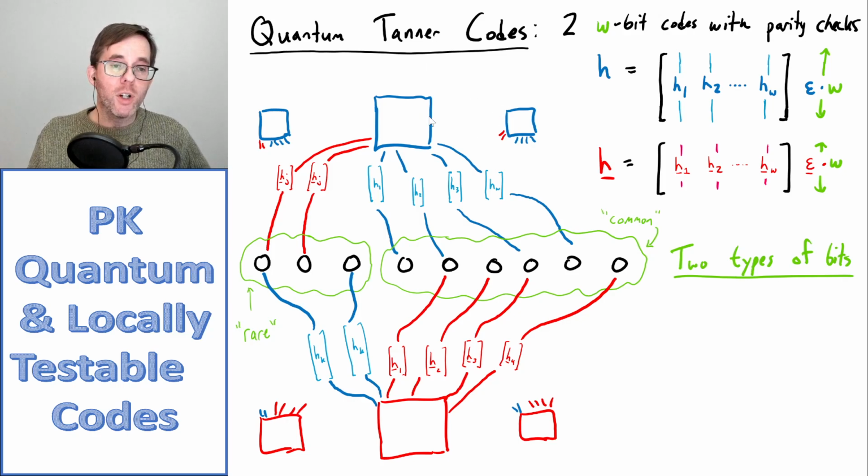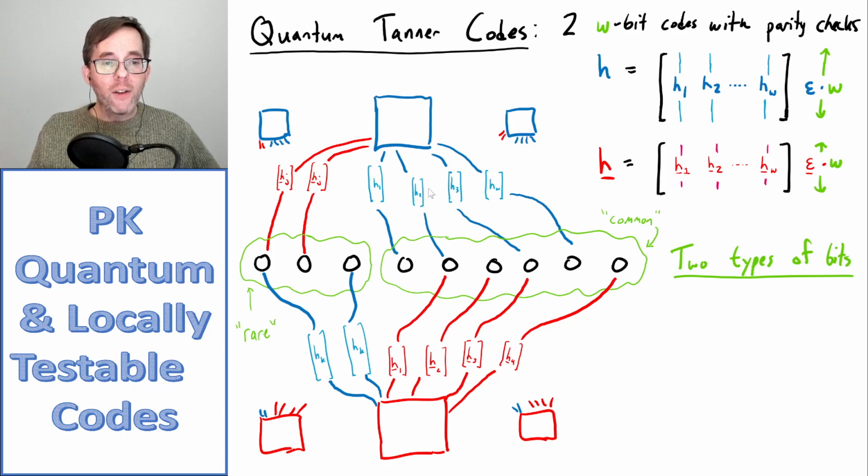Okay, so the setup is going to be that every blue square will have exactly two neighboring rare bits, and these will be labeled by the same red column, like H underline J and H underline J. Okay, and there'll actually be W different kinds of blue checks, so this will be a J kind of blue check, and that's why these are both labeled with J.